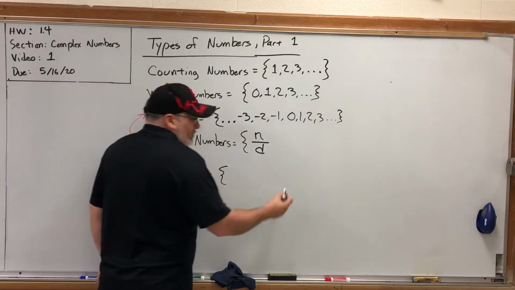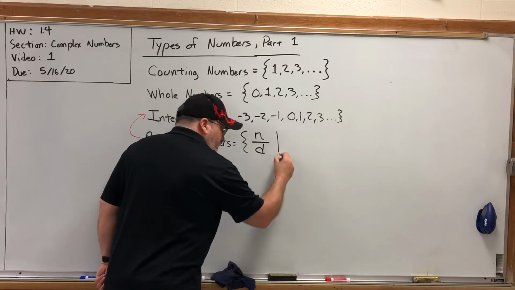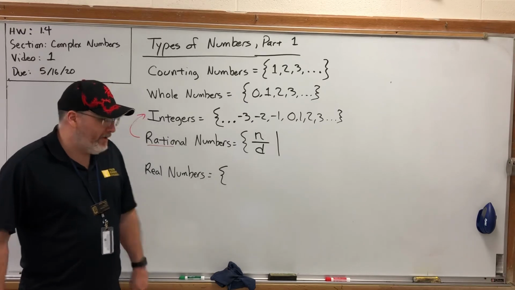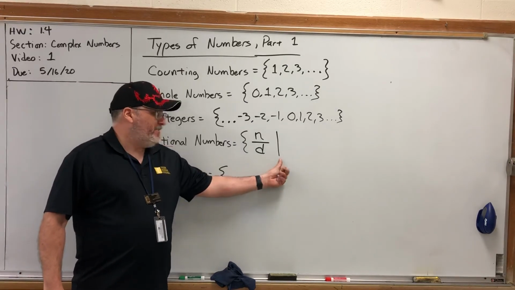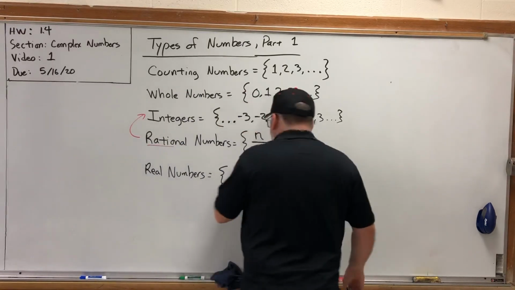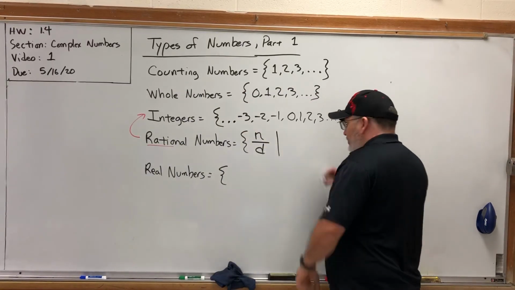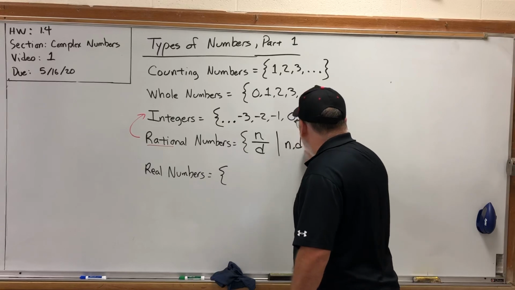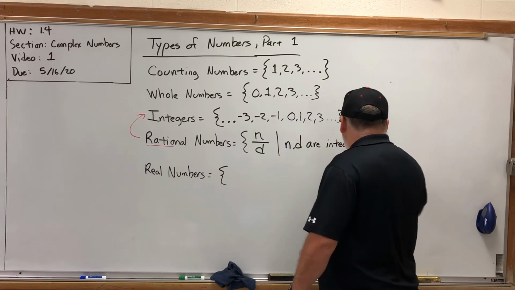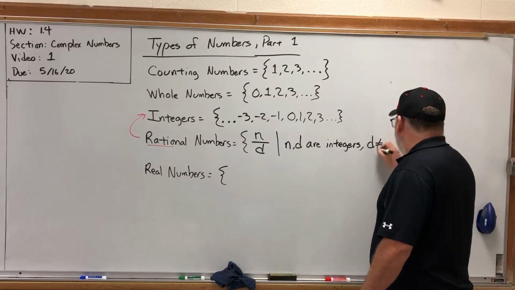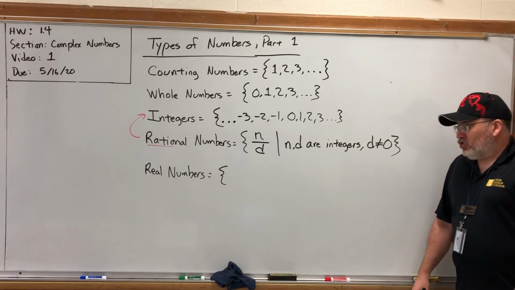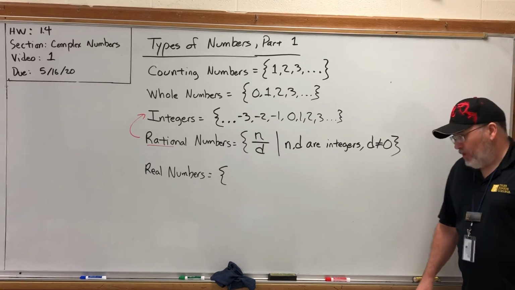And then I have to say where those numbers come from. Now, I'm doing something called set builder notation. Don't worry about it for now. But this vertical line basically translates into the phrase "such that." So I want the set of things that look like this such that n and d are integers, and the stipulation that the denominator is not 0. So again, it's an attempt to describe all the fractions instead of list them all.